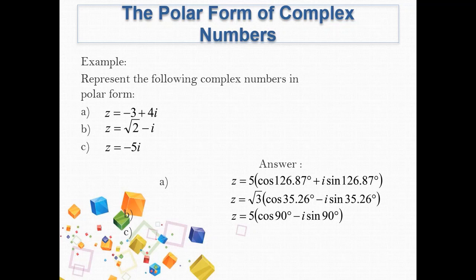Alright, so here we need to represent the following complex number in polar form. When you see the word polar, remember trigo. So z equal to minus 3 plus 4i. Here you know that your a is minus 3, your b is 4.